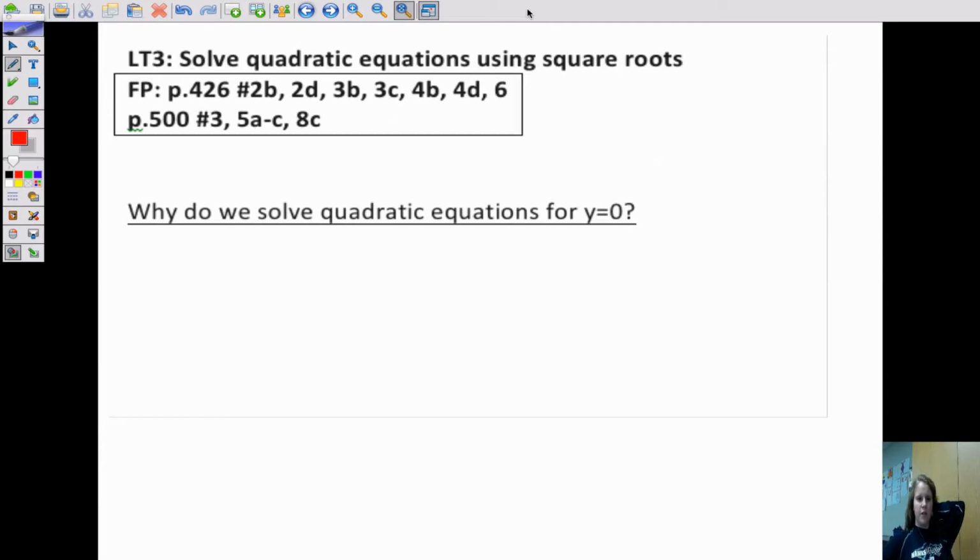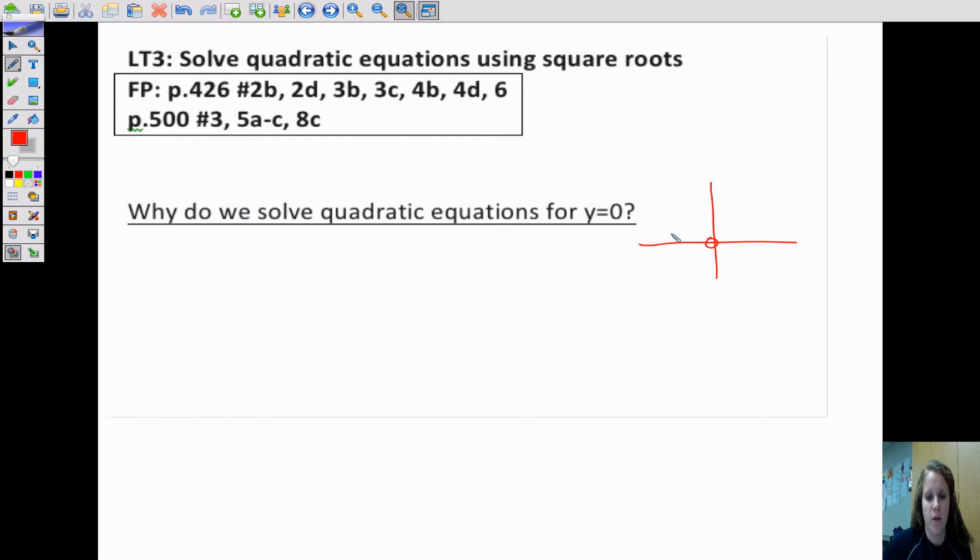All right, learning target 3 is solving quadratic equations using square roots. Now, the question here is, why do we solve quadratic equations for y equals 0? Well, if we think about a graph, when y equals 0, what are we finding here? We're finding what x is, right? And we call those the x-intercepts.